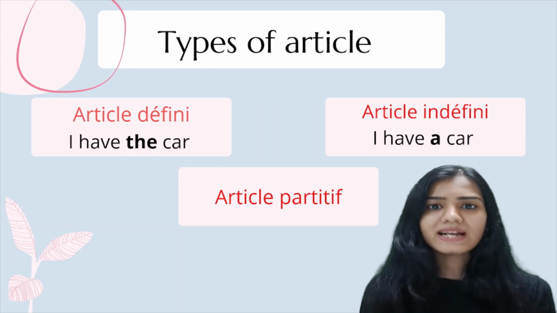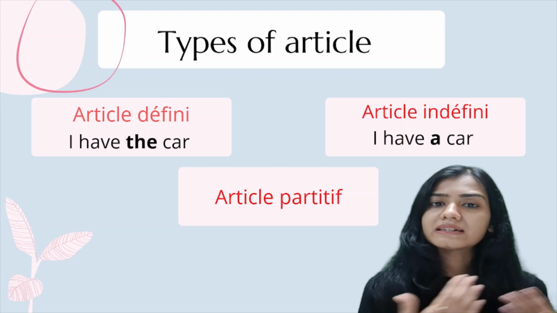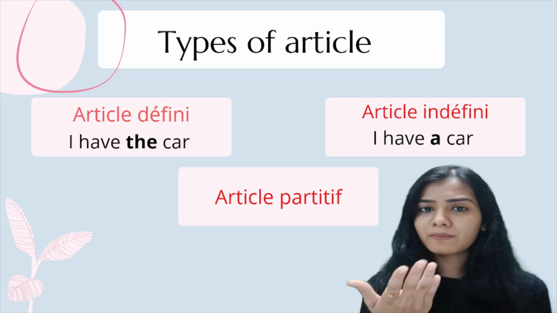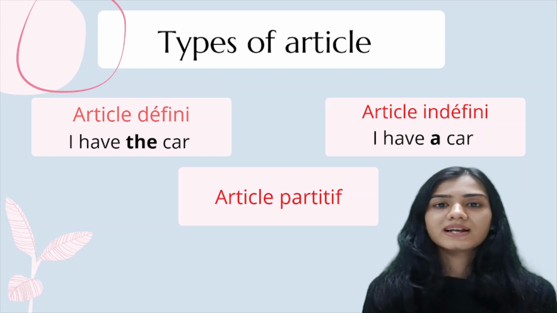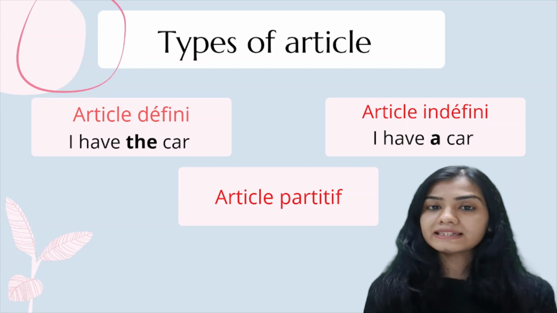Where do we use that? When we are sure about something, like the car. I know which particular car I'm talking about. In that case, I'm going to use article défini. I have a car: article indéfini.